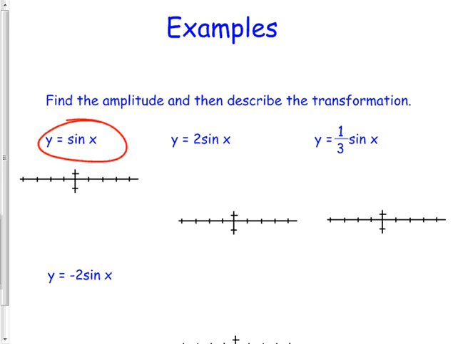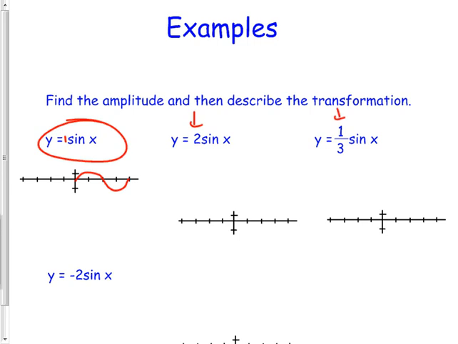If I just have plain old sine of x, what's its amplitude? 1. You can think of it as there's a 1 in front of it, or you can just think of it as how high does it go? It goes up to 1, ends up going down to -1, and then it's back up to normal. Okay? What's the amplitude on that puppy? 2. What's the amplitude on this one? 1/3. That's all there is to it.